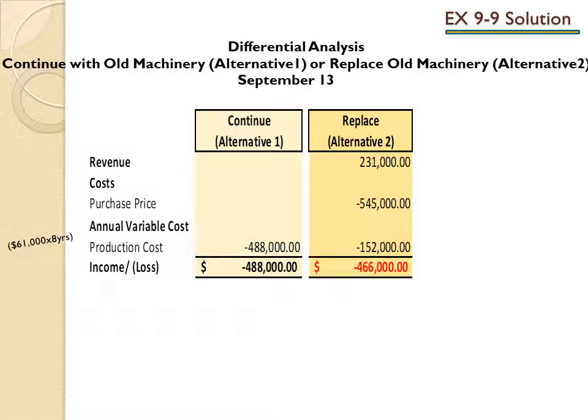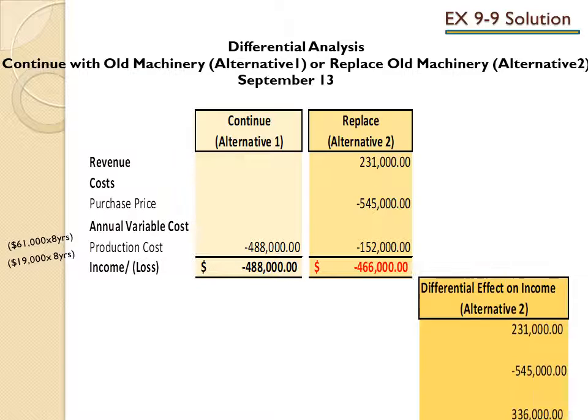However, if we will replace the old machinery, we will have a revenue of $231,000 from selling the old machine and a purchase price of $545,000, the purchase cost of the new machine, and a lesser production cost of $152,000 computed by multiplying the annual variable production cost of $19,000 times 8 years.